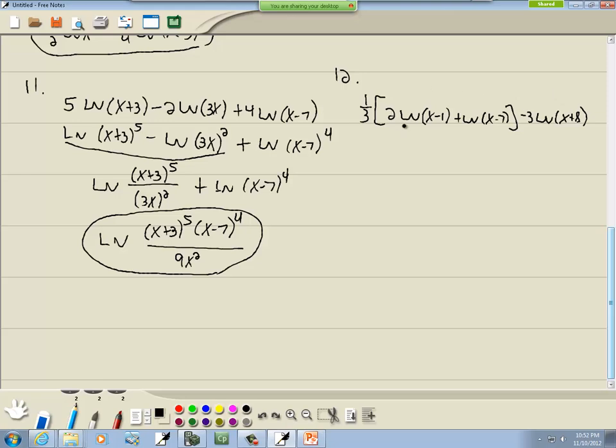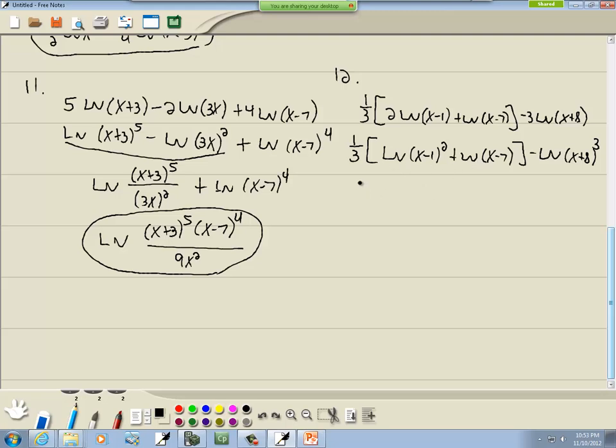Now, my dear Aunt Sally, order of operations tells me to do what's inside the brackets first. Inside the brackets, I've got log of something plus log of something, but there's a number in front of one of the logs, so I need to apply that power first. So that becomes natural log of x minus 1 squared plus natural log of x minus 7. Now I know eventually I'm going to have to apply this power, so I might as well go ahead and do it now. So this becomes natural log of x plus 8 to the 3rd power.